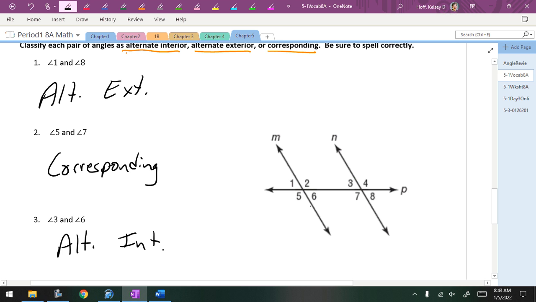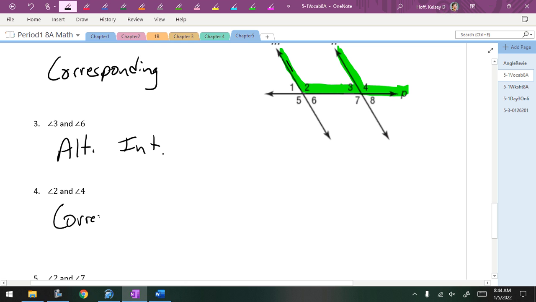Okay, here's your next one. Don't say it out loud. 2 and 4. Jack, what'd you write? He wrote corresponding. What are your guys' thoughts? Agreed. Nicely done. Corresponding.